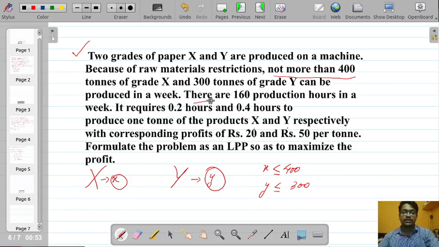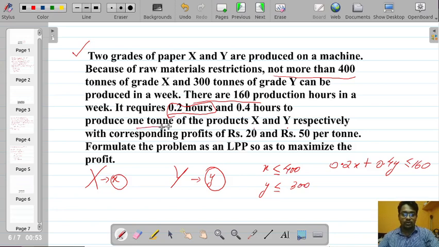Next, the other constraint is that there are 160 production hours in a week. Total production hours is 160. For type X, each unit requires 0.2 hours, so the total production time is 0.2 times x plus 0.4 times y hours. This is less than or equal to 160. Here everything is in hours.